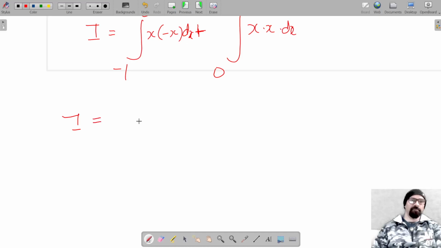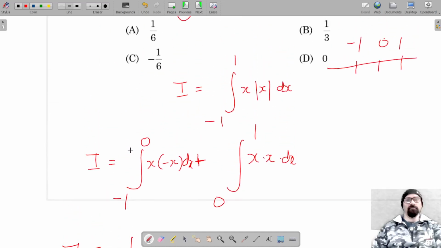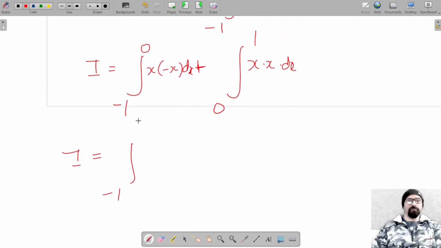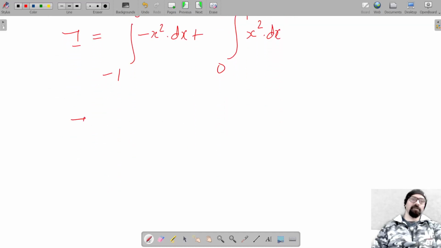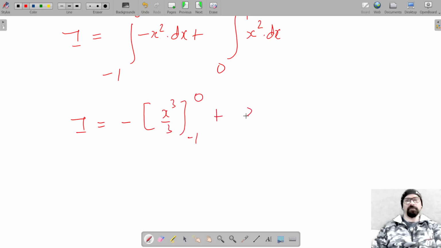So I is equal to, this is negative 1 to 0, negative x square into dx plus, this is 0 to 1, x square into dx. Okay, now I is equal to, let's take negative out. So integration of x square is x cubed by 3 for the limits negative 1 to 0, plus this is also x cubed by 3 for the limits 0 to 1.